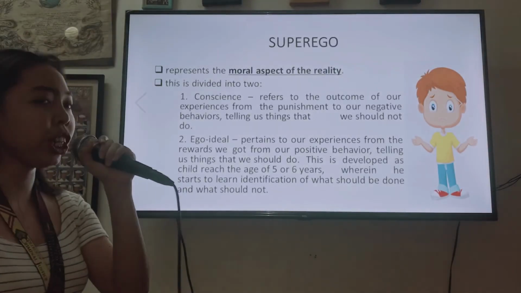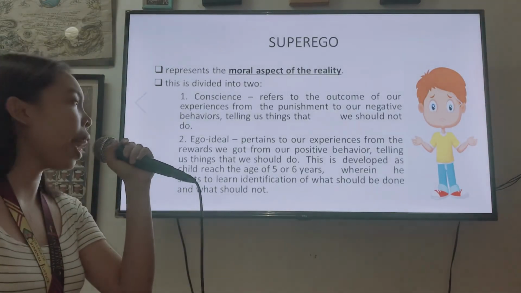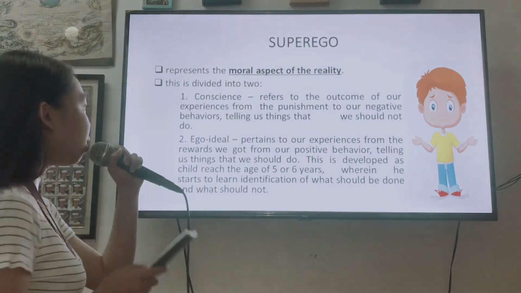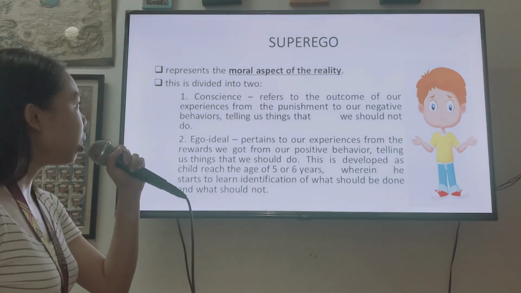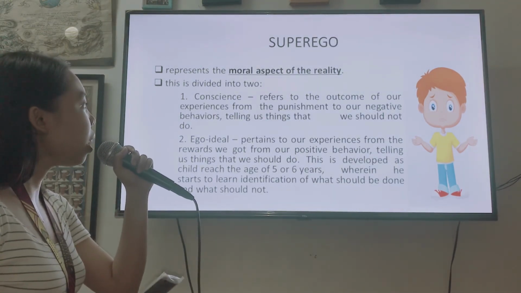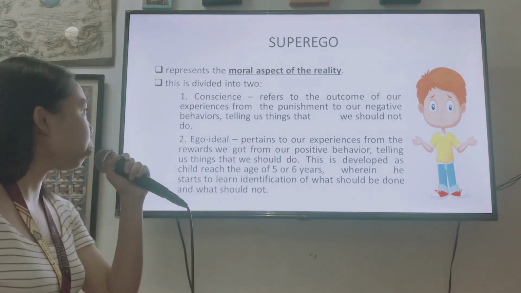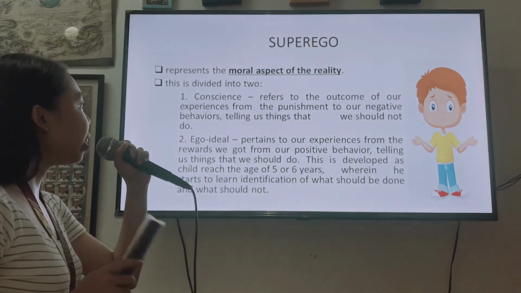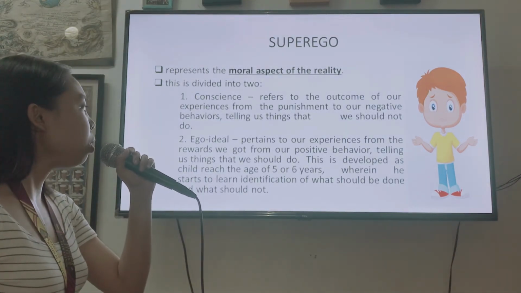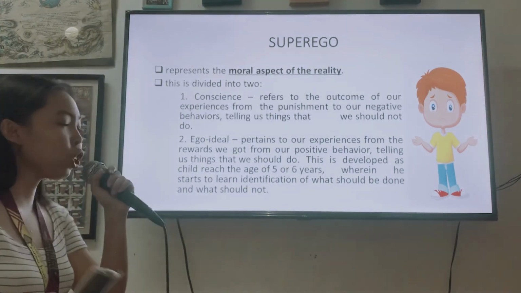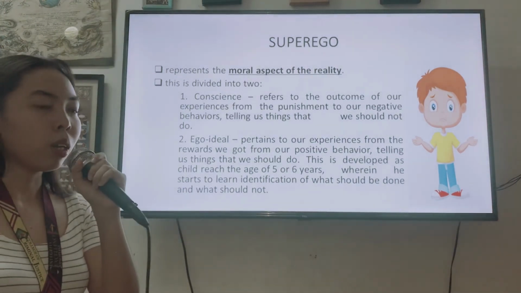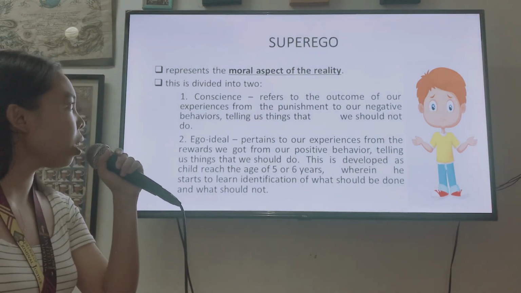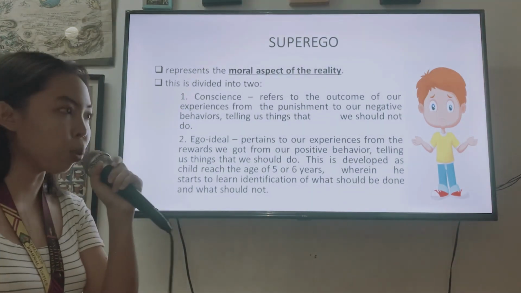And lastly, the superego represents the moral aspects of reality. It is divided into the conscience and the ego ideal. The conscience tells us the things that we should not do, from the things that we did and went wrong. While the ego ideal starts to learn the identification of what should be done and what should not. We know what is right and we know what is wrong for the ego ideal, while the conscience tells us things that we should not do.